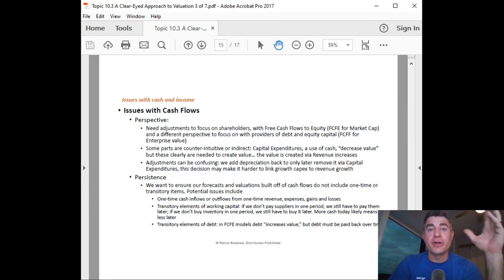You want to be sure you're good on the adjustments, which ones you're doing. That adds a couple extra layers there, which is okay. Some particular parts are counterintuitive, which I do want to recommend. This is worth thinking about.